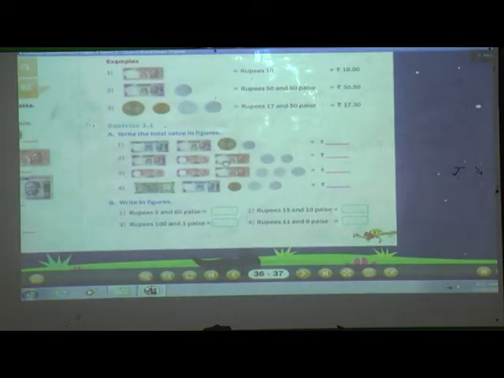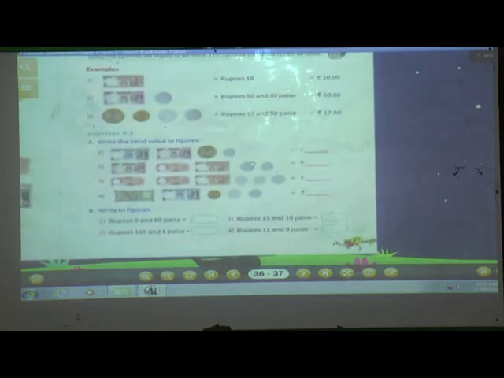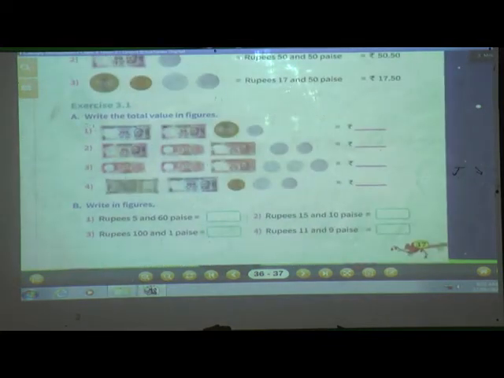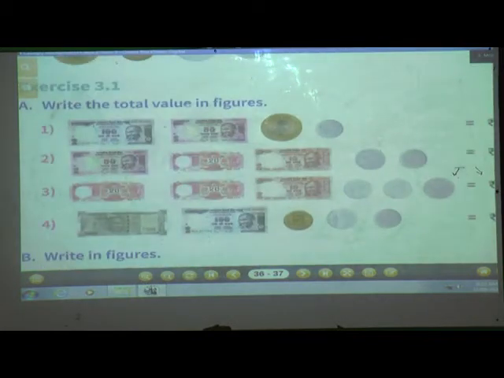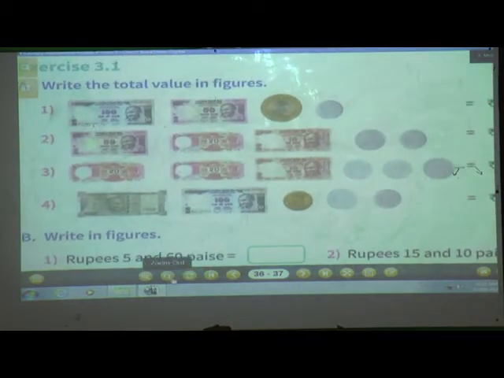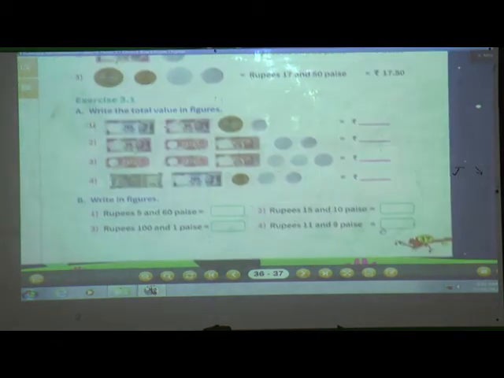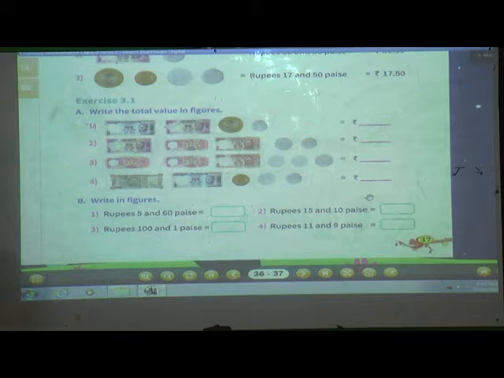Open your textbook, page number 37. Along with me, you have to solve this exercise in your textbook. See here, Exercise 3.1. Question number A. Write the total value in figures. We have to write the total value in figures.